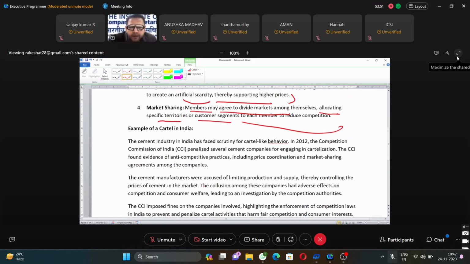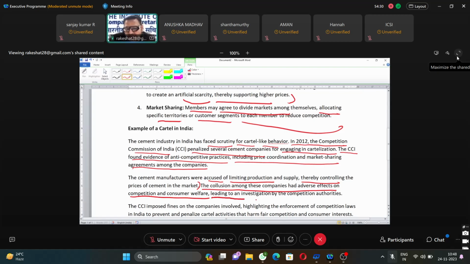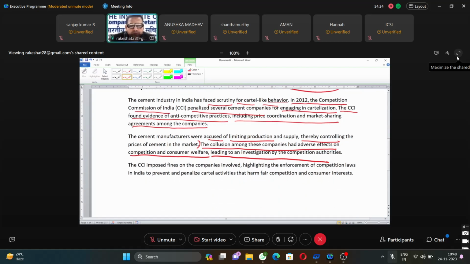The cement industry in India has faced scrutiny for cartel-like behavior. In 2012, the Competition Commission of India penalized several cement companies for engaging in cartelization. The CCI found evidence of anti-competitive practices, including price fixation and market sharing agreements among the companies. The cement manufacturers were accused of limiting production and supply, thereby controlling the prices of cement in the market. The collusion among these companies had an adverse effect on competition and consumer welfare, which led to an investigation by the competition authority. The CCI imposed fines on the companies involved, highlighting the enforcement of competition laws in India to prevent and penalize cartel activity that harms fair competition and consumers.